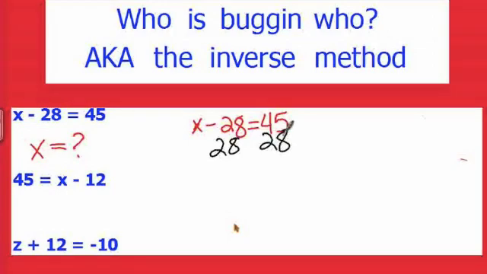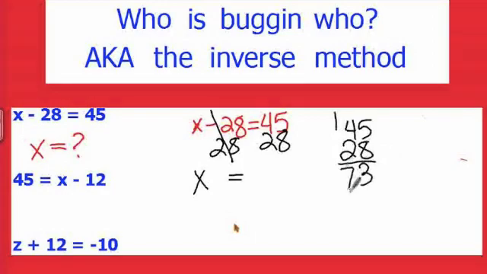Now I use my upside-down triangle. I bring the x down, because nothing's happened to the x. Negative 28 and a positive 28 cancel out. Now I have x by itself by adding a positive 28. 45 and 28, if I add those up, I get 73. x is equal to 73.